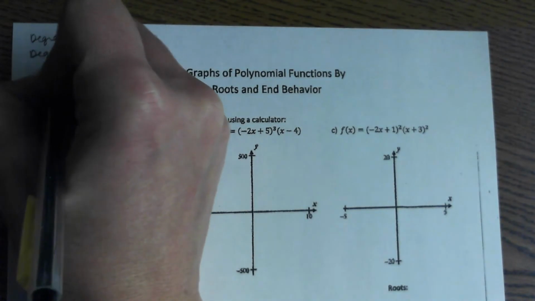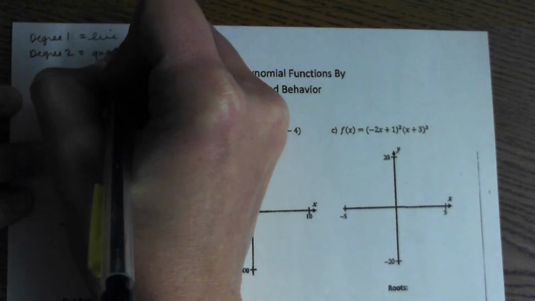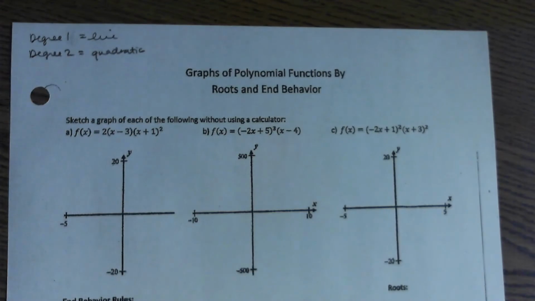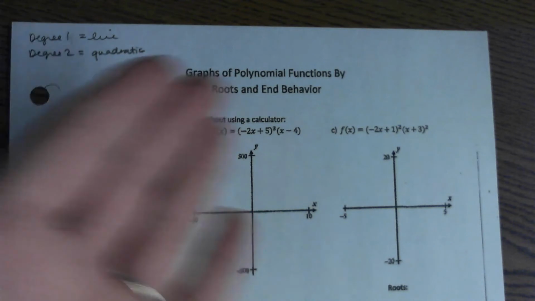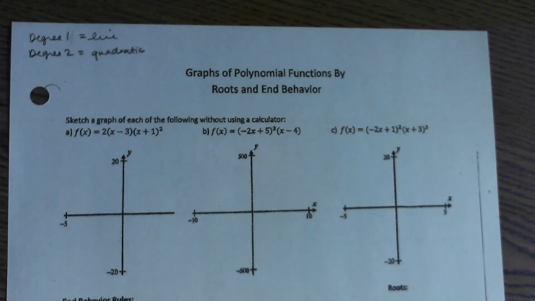When there's a degree of 2, which is a quadratic, we also use unique techniques, like finding the vertex and finding the two x-intercepts, or maybe no x-intercepts, or maybe one x-intercept. But we find the vertex and we find intercepts to graph quadratics. Everything beyond this, degrees of 3 and higher, we're going to use this technique.